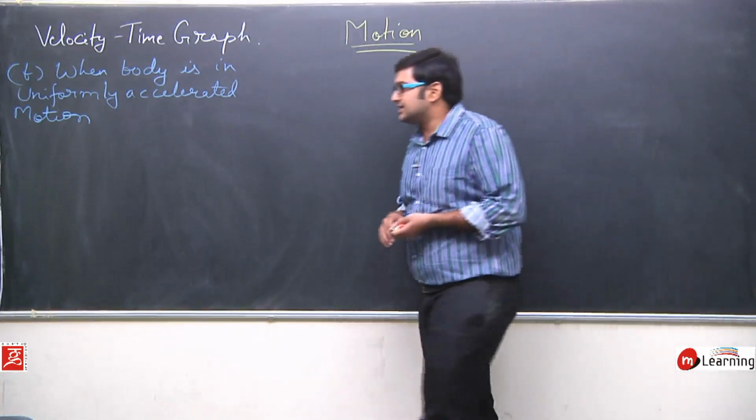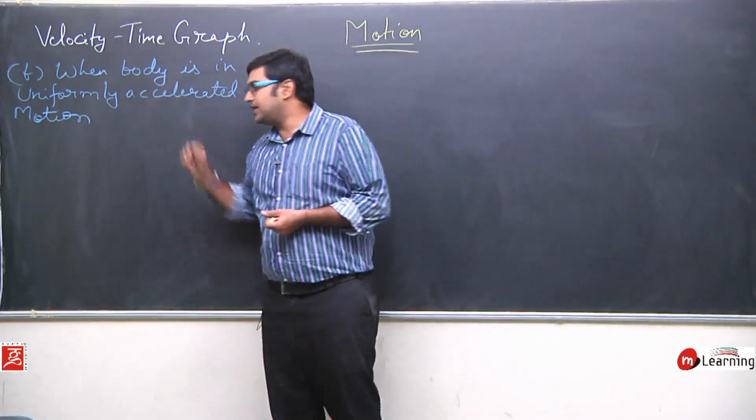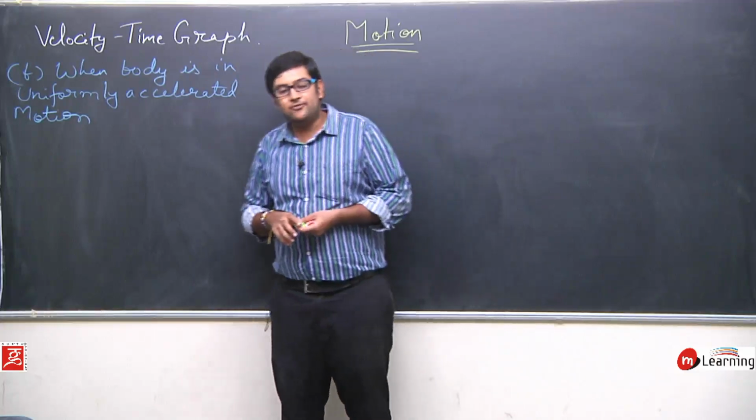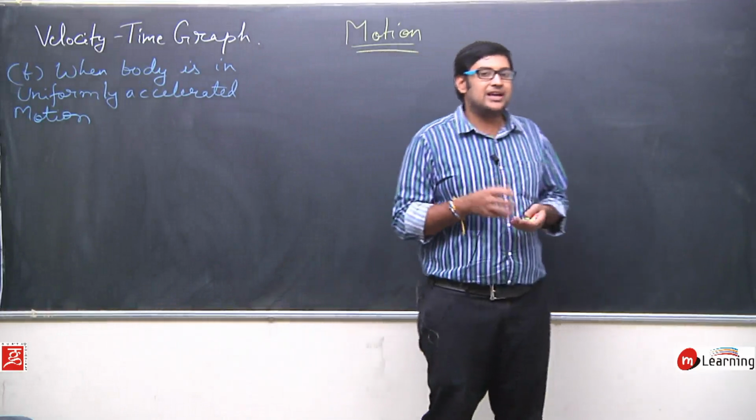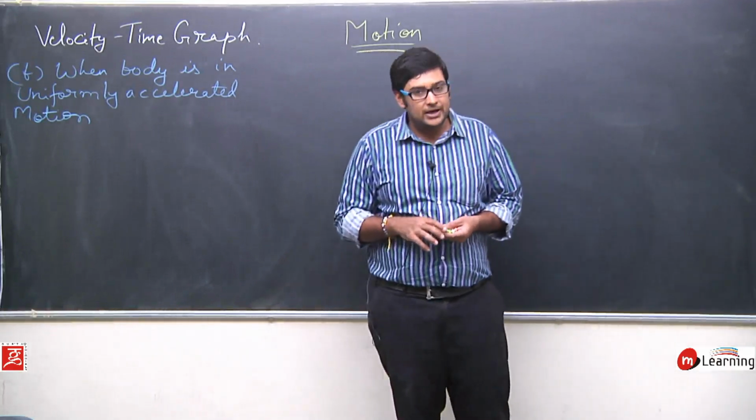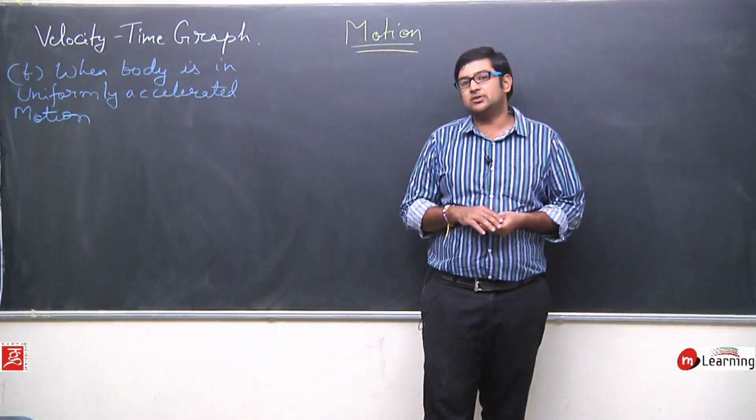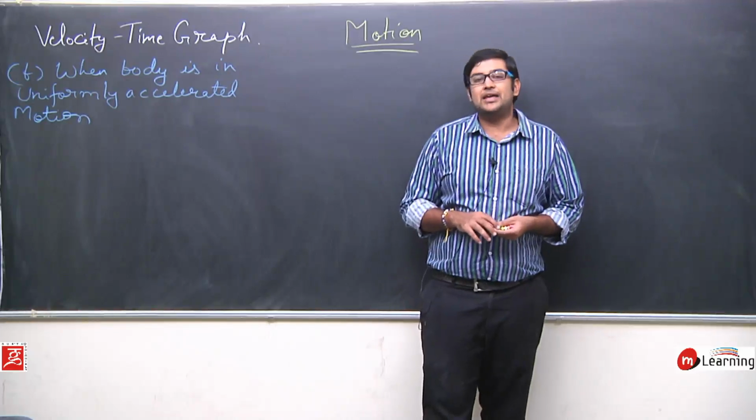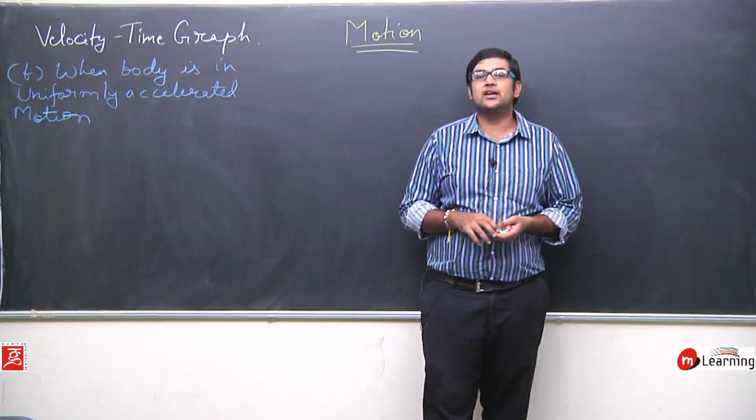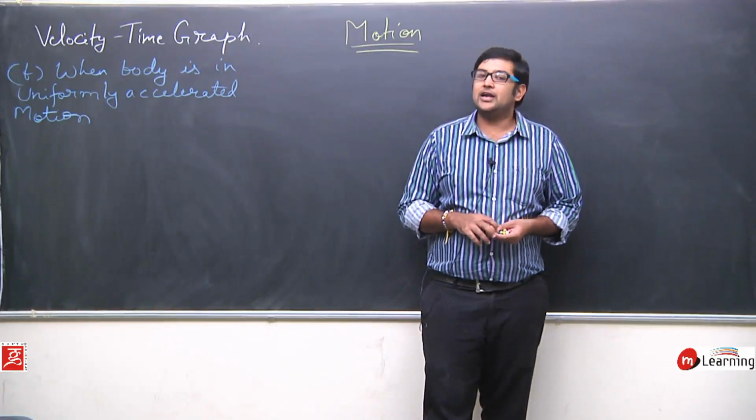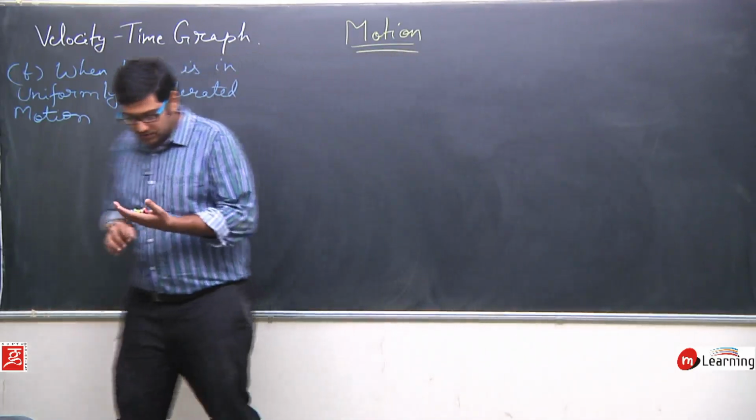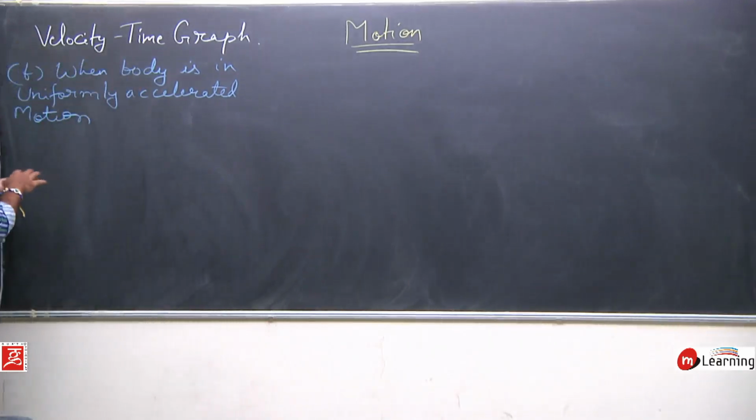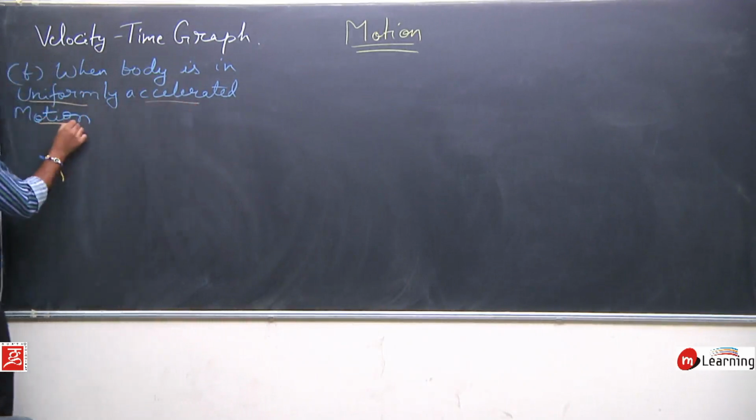Now let's consider the second case in which the body is traveling with uniformly accelerated motion. Okay. Now what is uniformly accelerated motion? When the speed or the velocity of the body increases by equal amounts in equal intervals of time, we call that motion uniformly accelerated motion. So let me first write the definition of uniformly accelerated motion.